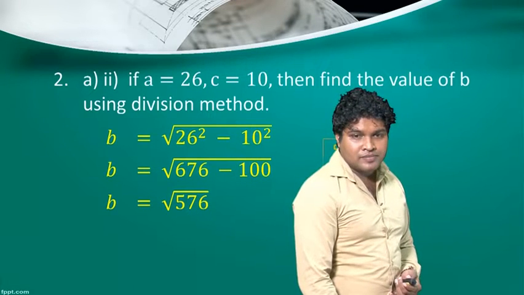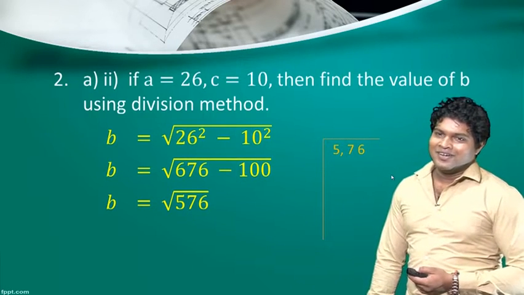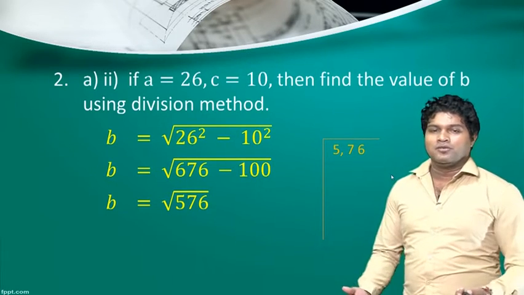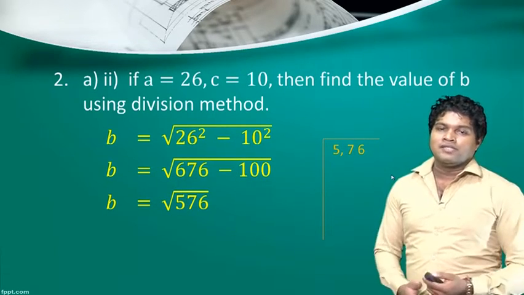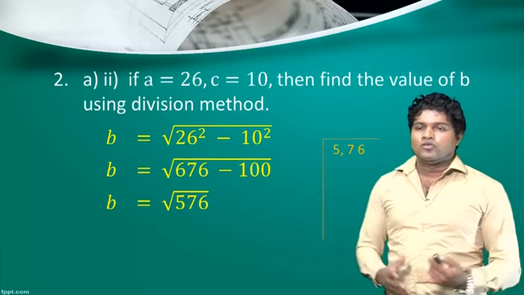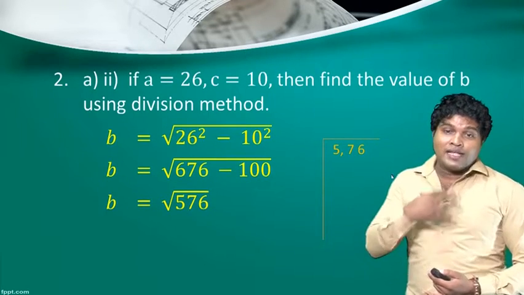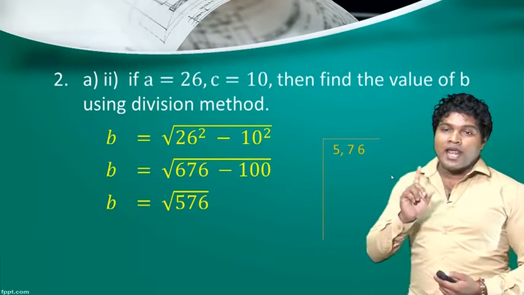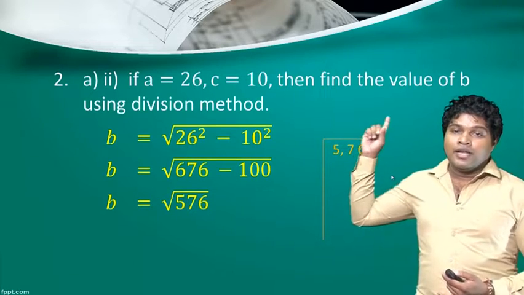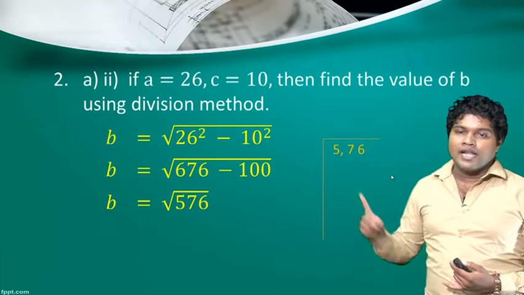Right, 576. It may be difficult to say at once, unless you know that the square root of 576 is 24. But if you don't know, how can you calculate the square root of 576? Even though we know the exact answer, we cannot write it at once. We have to follow the relevant process because they deliberately asked for the division method. That's what we are going to do.